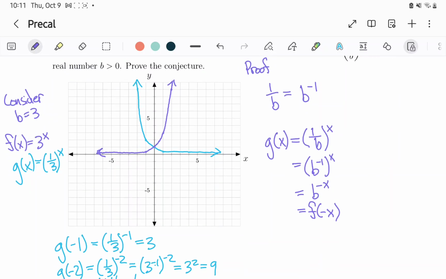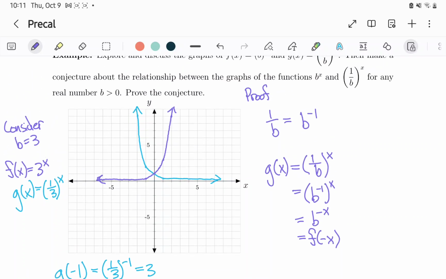All right, and that's it for section 4.2.